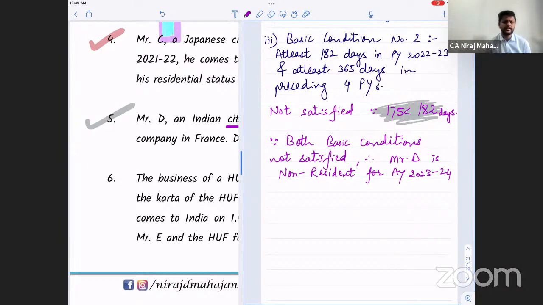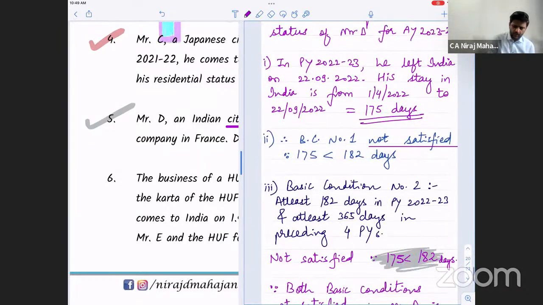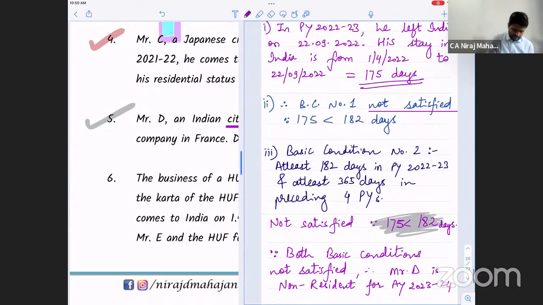What about the income which he earns till 22nd September in India? What will happen to that? What do you think? He's NR for the year. It will be taxable or not taxable? Whatever income he has earned from April till September, he was in India. For the year, we have determined him as non-resident. That income will be taxable or not taxable? That is the question.